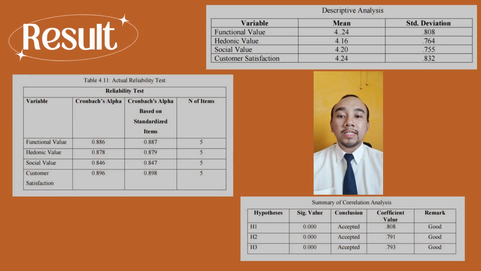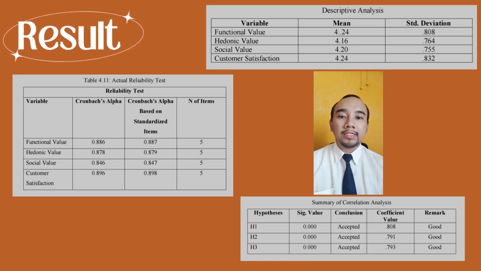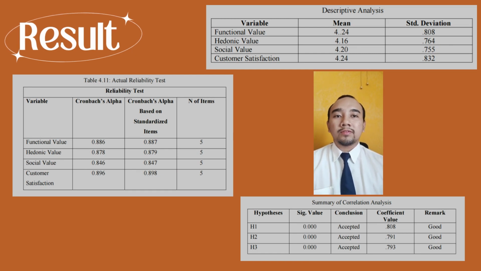Next are the results and findings of my research. At the top table, you can see a descriptive analysis of all variables. The first variable is functional value with a mean of 4.24 and standard deviation of 0.808. Next is hedonic value with a mean of 4.16 and standard deviation of 0.764. Social value has a mean of 4.20 and standard deviation of 0.755. And the final variable, customer satisfaction, has a mean of 4.24 and standard deviation of 0.832.